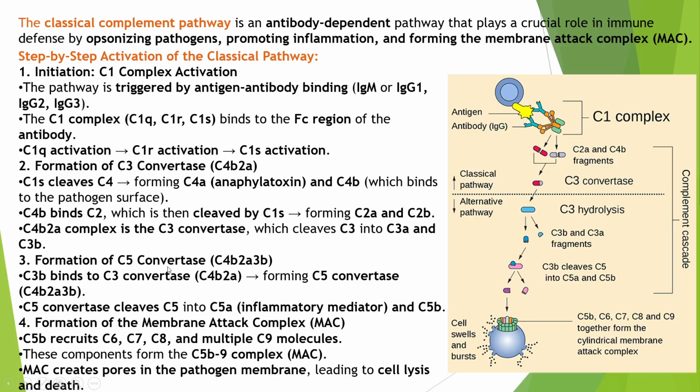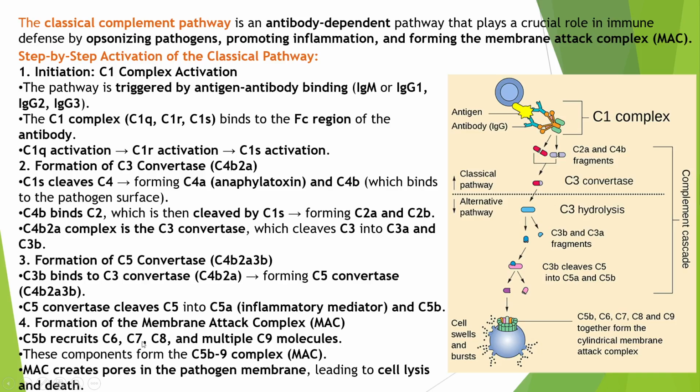So formation of C5 convertase now occurs by C4b2a binding to C3b. So C3b binds to C3 convertase, forming C5 convertase. C5 convertase then cleaves C5 into C5a and C5b. Again, C5a is an anaphylotoxin or an inflammatory mediator, and then C5b stimulates the MAC complex formation.